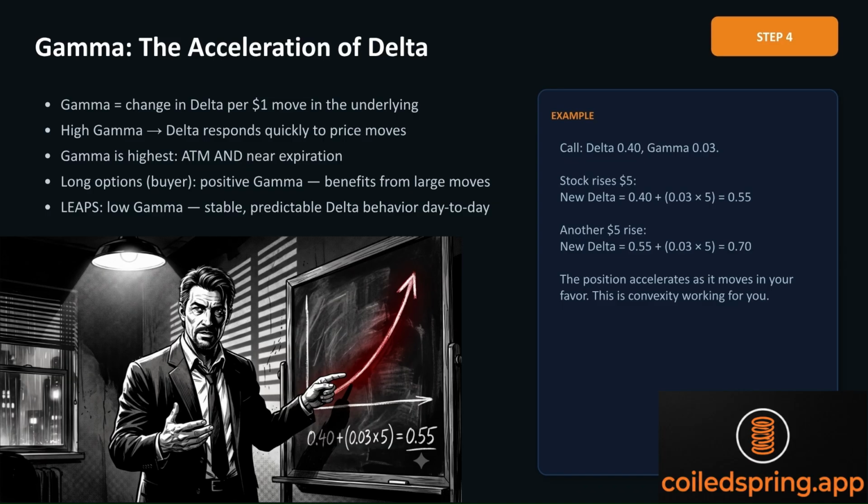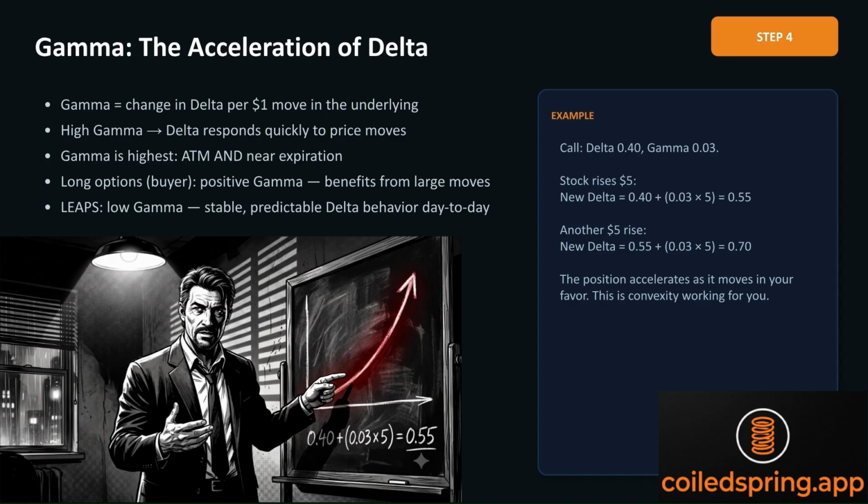If delta is the speed of your option, gamma is the acceleration. Let me explain what I mean by that. We established that delta tells you how much the option moves per $1 of stock movement. But delta is not a fixed number. As the stock moves, delta changes. And the rate at which delta changes, per $1 of stock movement, is exactly what gamma measures.